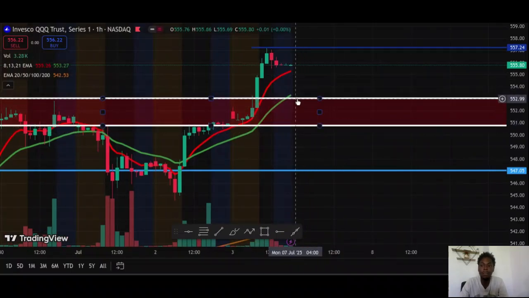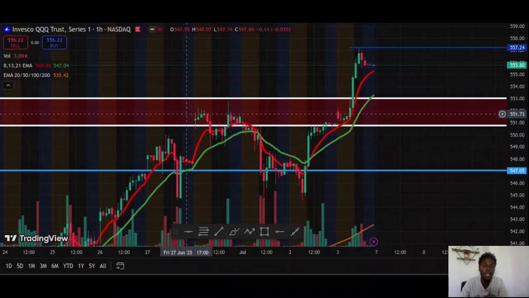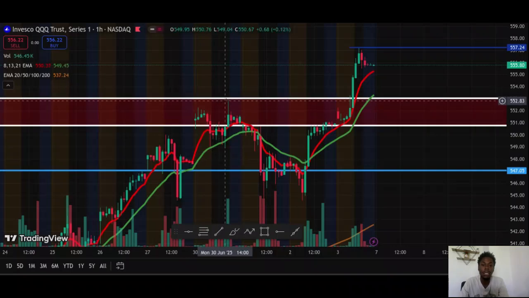Let's see, because it's 552.99. So 553. Okay. And I have 550. All right. 550 and 552. So these are the two levels I'll be watching to the downside. You can see it was respected over here, how this 550 and even this 552 act as resistance right here.